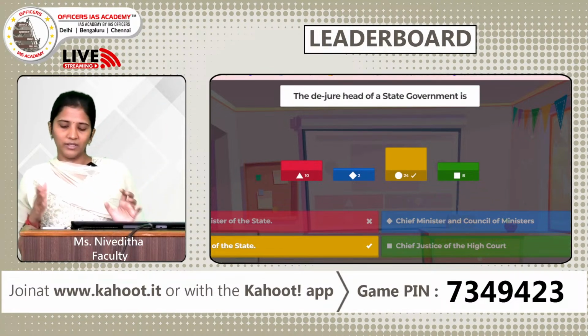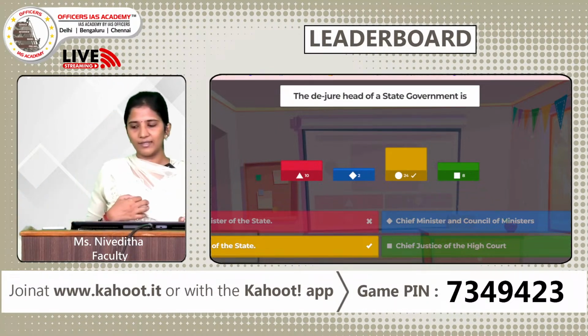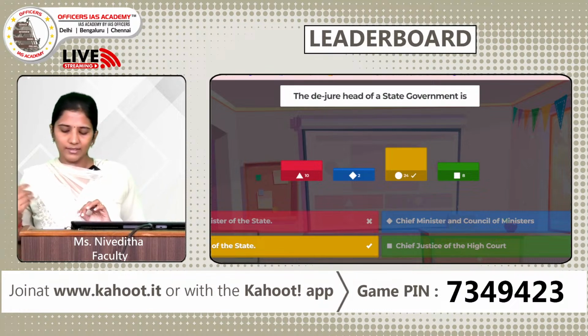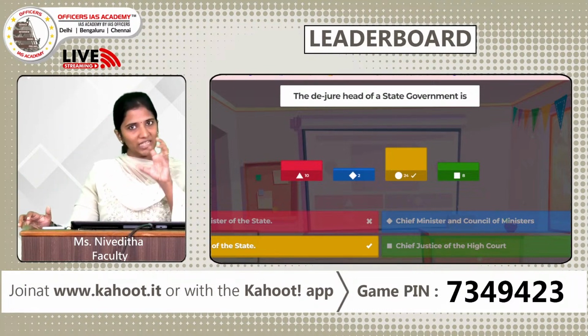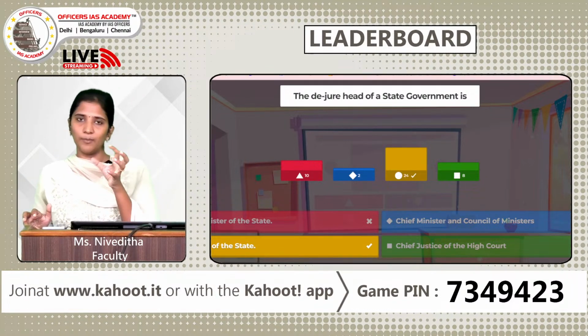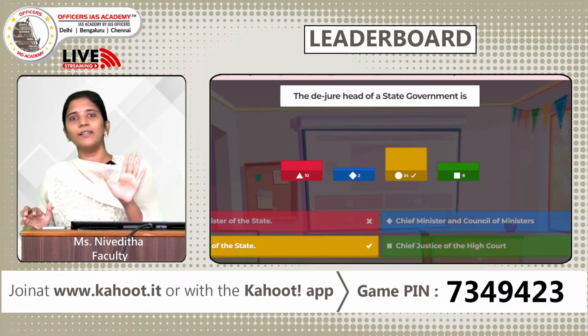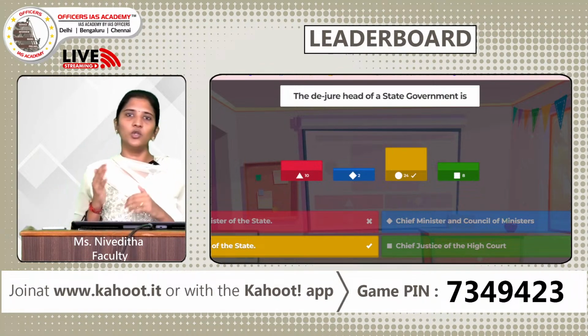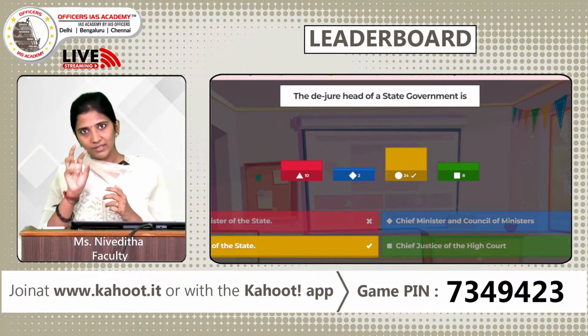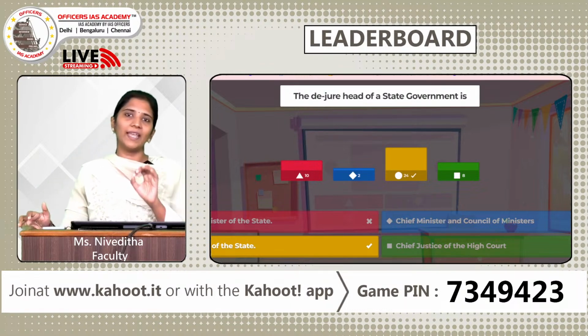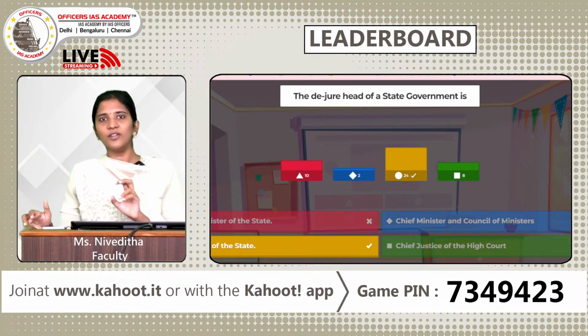All of us know that the nominal head of a state government is the governor of the state. The unique feature about the governor is that the president is also the nominal head of the country, but with that he stops. But the governor plays a dual role. He is the nominal head of the state government and also he is the agent of the central government. He plays a dual role.